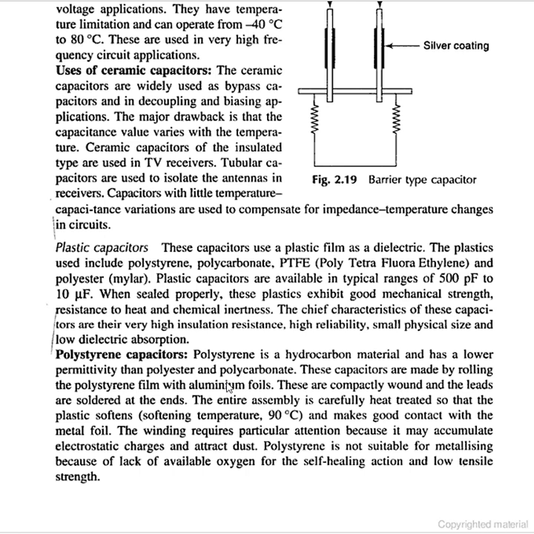These are compactly wound and the leads are soldered at the end. The entire assembly is carefully heat treated so that the plastic softens and makes good contact with the metal foil. The winding requires particular attention because it may accumulate electrostatic charges and attract dust. Polystyrene is not suitable for metallizing because of lack of available oxygen for self-healing action and low tensile strength.